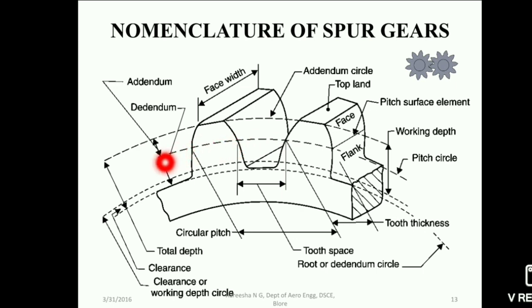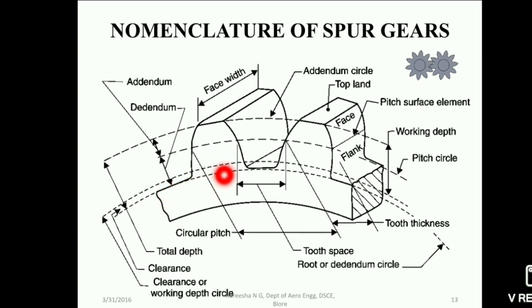And next is addendum. Addendum is the radial distance from the top surface, this is the top face, to the pitch circle. Similarly, dedendum. Dedendum is the radial distance from the bottom of the teeth, the base of the teeth, to the pitch circle. That is also a radial distance, and it is called dedendum.